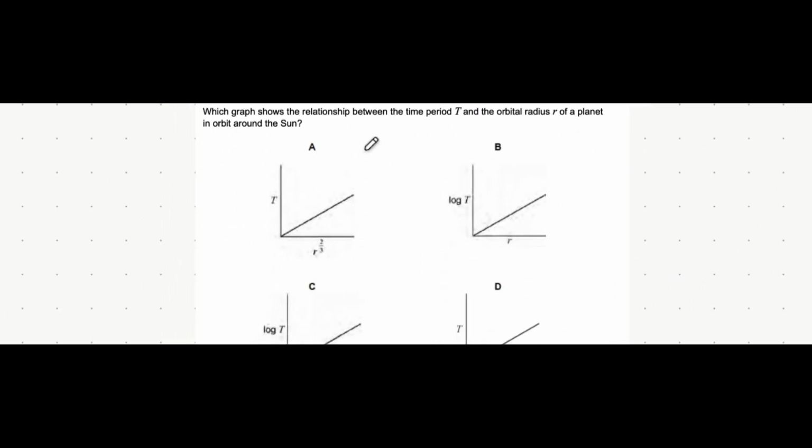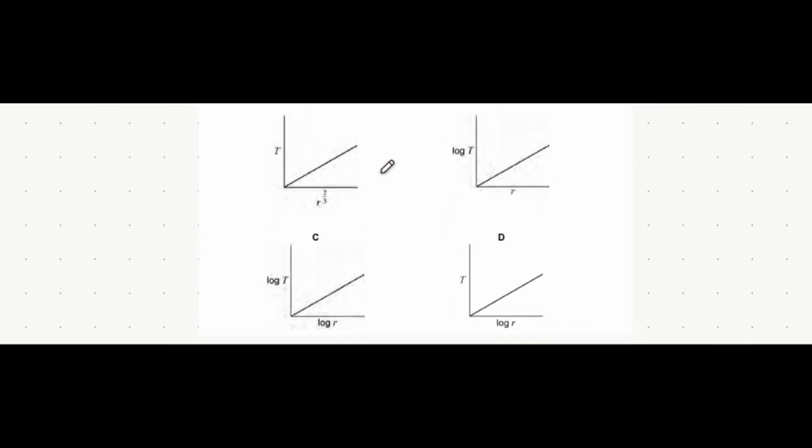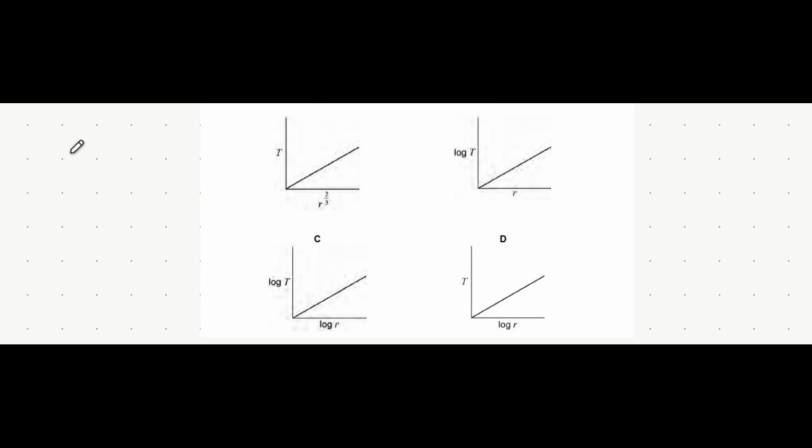Great. Now here it's asking, how does the time period relate to radius graphically? So there's Kepler's third law, which tells you that the time period squared is proportional to the radius cubed. What that means is that the time period squared is equal to a constant multiplied by radius cubed. If you remember direct proportion from GCSE maths, you can replace this sign with an equals constant. Okay, let's apply logs to both sides and see what happens.